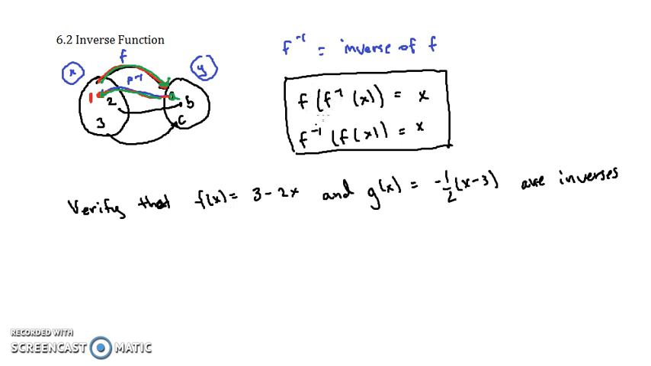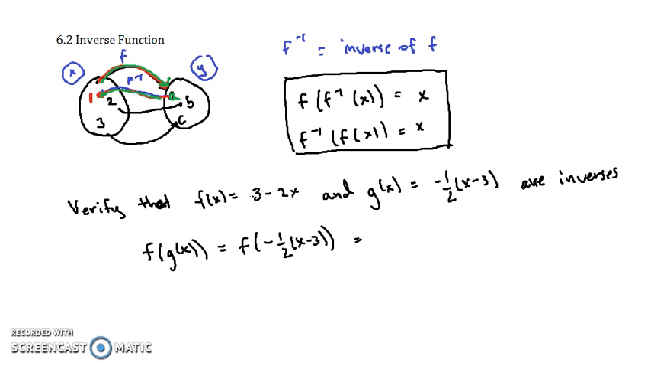So if we do f of g and g of f, they should cancel out and just leave us with x. So let's do f of g of x, and then we'll do g of f of x. Okay, so remember what we do here. We're going to take g of x, which is this thing right here, and we're going to put this into f.